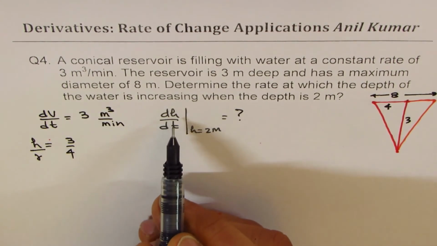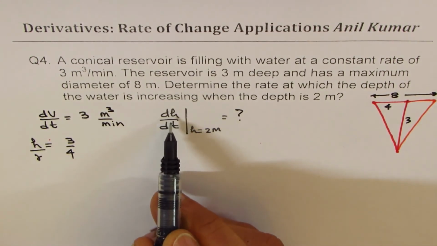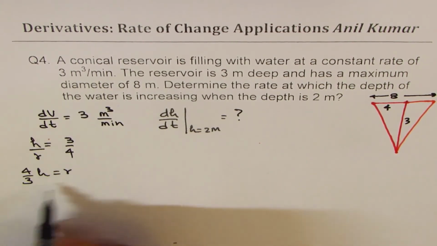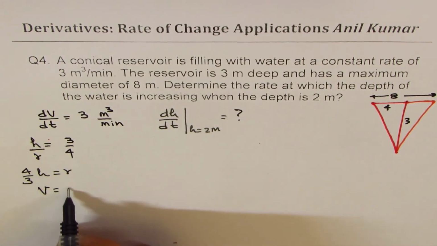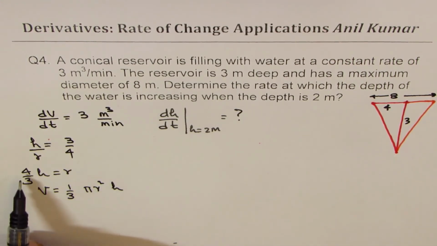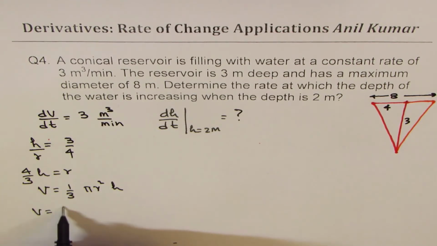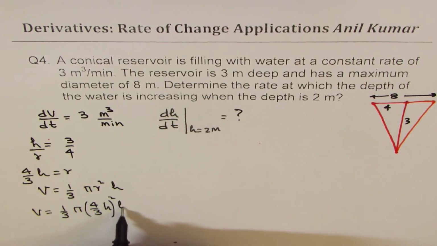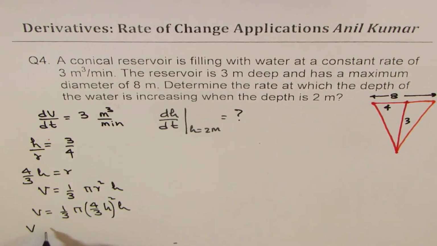So basically, you need volume in terms of height, correct? So rearrange, we get 4 over 3 height equals radius. And what you know is volume is 1/3 of pi r squared h. Replace this r with 4 over 3 h. So we get volume as 1/3 of pi times (4 over 3 h) whole squared times height. So you get explicitly volume in terms of height. 4 squared is 16, 3 squared is 9, 9 times 3 is 27. Pi h cubed. Does that make sense?